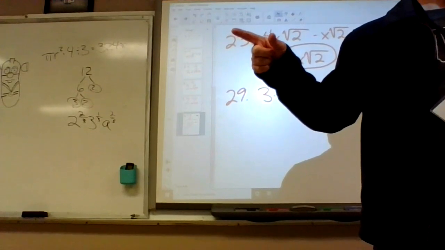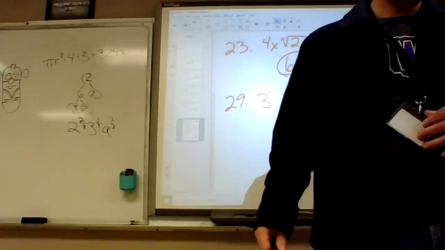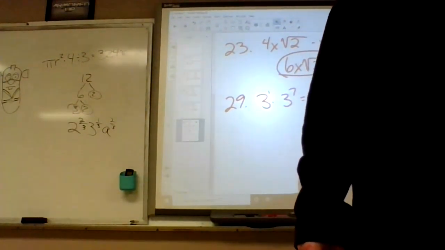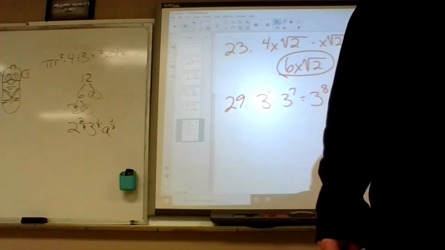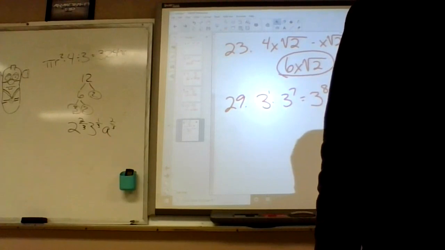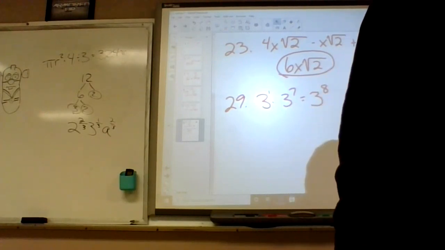Oh, okay. So on 28, would it be 4 times 5 to the 20th? 4 times 5 to the 20th, does that simplify any? No. It's not quite the same trick.